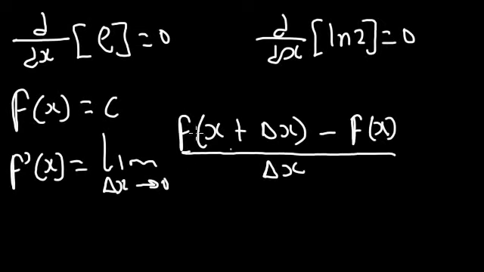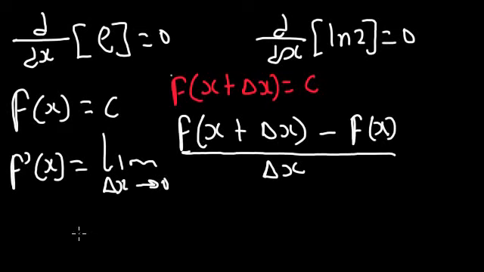Now, how can we determine f of x plus delta x? If f of x is equal to c, f of x plus delta x means that wherever we find x in f of x, we replace it with x plus delta x. You notice that there is no x in f of x, so f of x plus delta x is still equal to c.